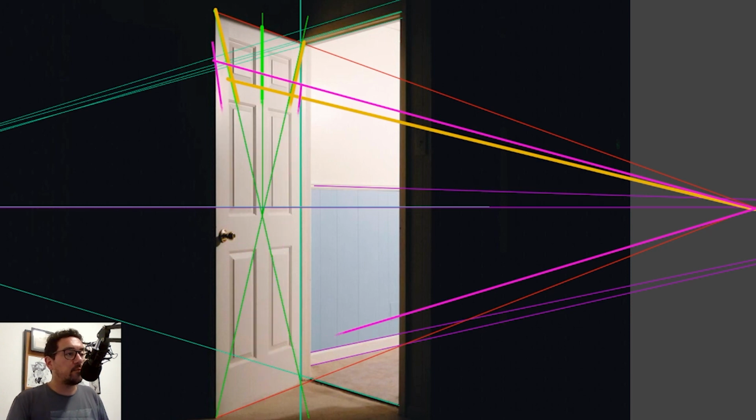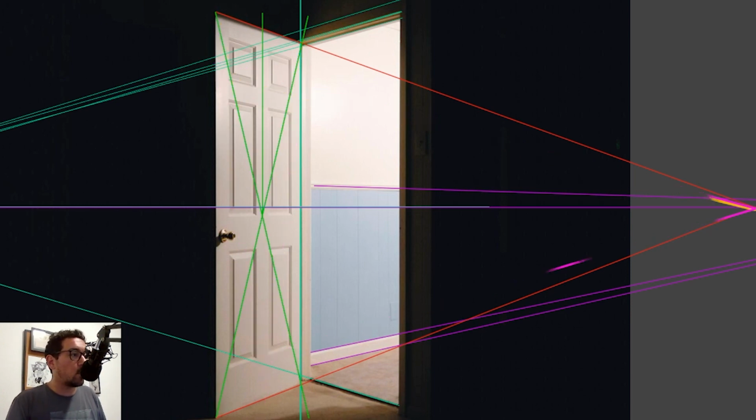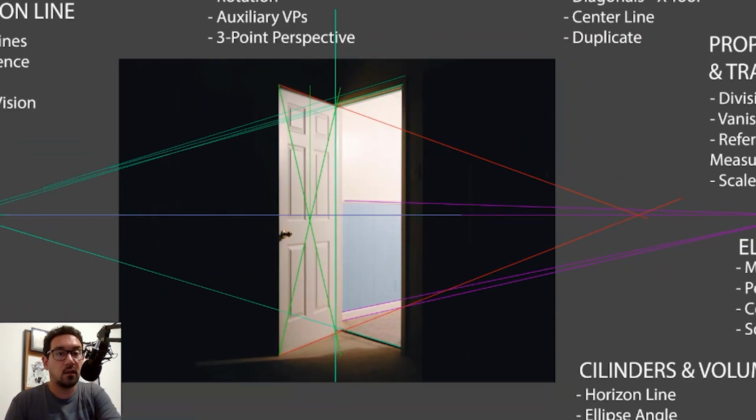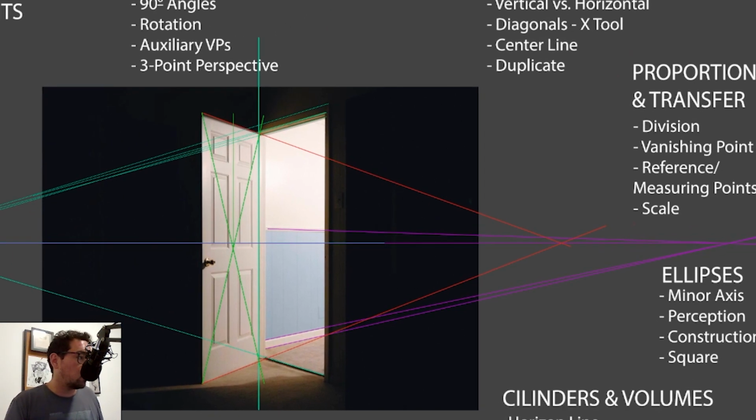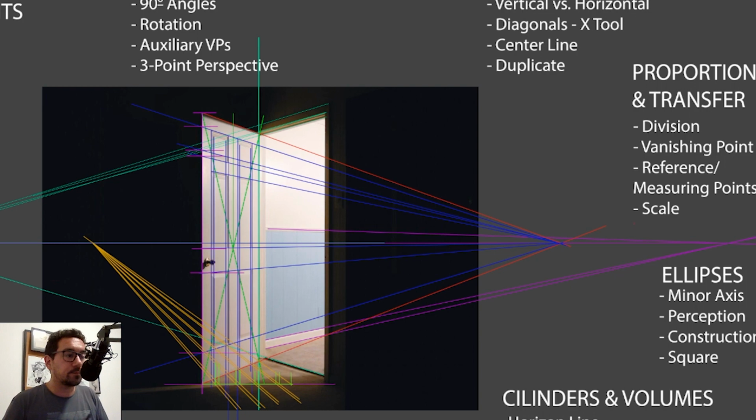There are lots of methods of doing this. Scott Robertson's book is great on this, as well as Framed Perspective. So I definitely would encourage you guys to do this. Proportions and transferring, we're going to go a little deeper here.